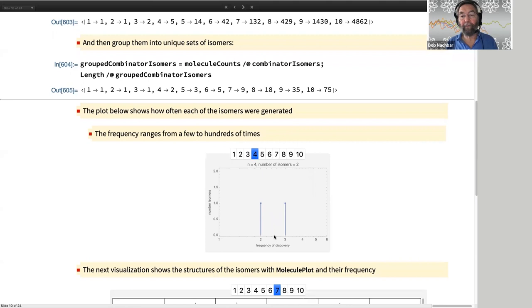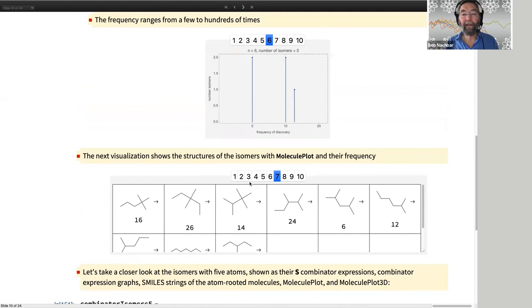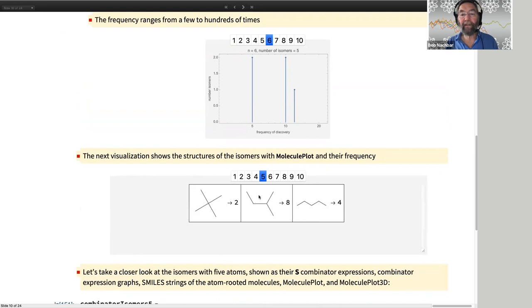With five, there are three kinds, and so on. And if we look at, for example, here with the fives, the neopentane is generated twice, and the isopentane eight times, and the n-pentane, the straight chain one, is generated four times. So we can see what the redundancy looks like. It can actually be quite high.